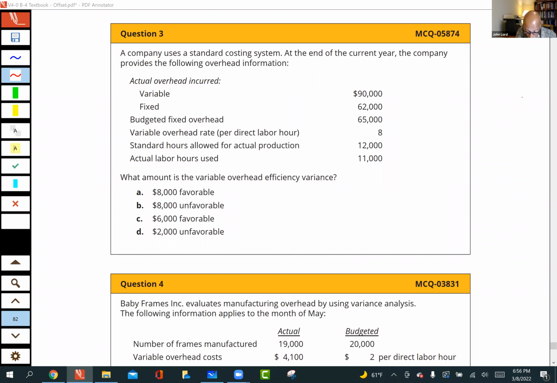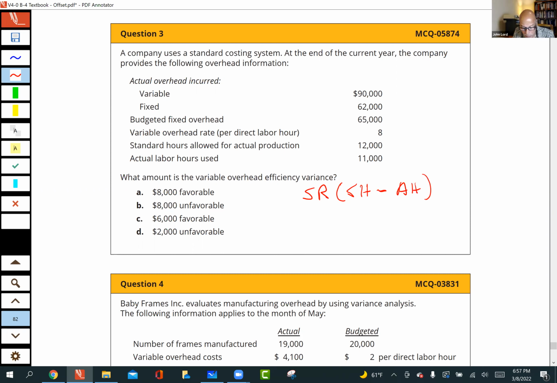And this is the overhead efficiency variance. Again, what I like to do with these is write down the formula that I'm going to use, so I can remind myself what I'm looking for, which in this case is the efficiency variance for overhead. So I got to get the standard rate and multiply that by the standard driver, which here actually ends up being hours, since all they give me is hours to use here. Standard hours minus the actual hours. Always put the standard first.